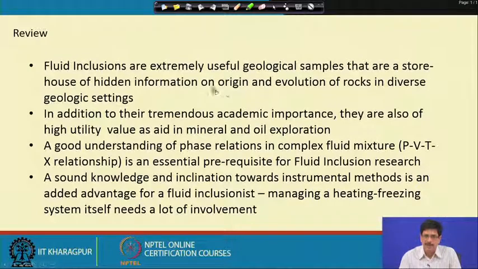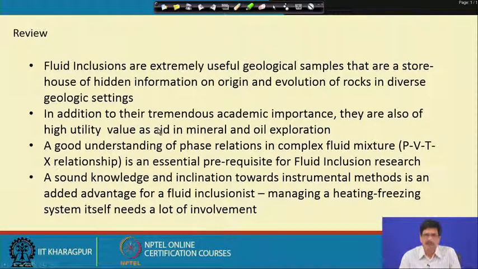And there are many situations, for example, the work done on the Isua complex in Greenland, by analyzing fluid inclusions in the quartz of one of the rock units from the Isua complex, there were propositions about the nature of the ancient sea water, the characteristics of the Archean sea water, and such kinds of interpretations could only be made because we are able to directly sample the ancient geological fluid.